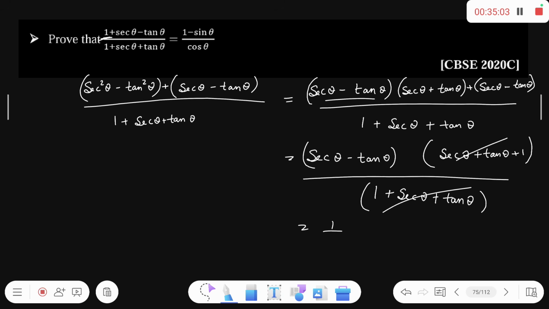Sec theta is 1 upon cos theta, and tan theta is sin theta upon cos theta. This is equal to 1 minus sin theta upon cos theta, which is equal to right hand side.